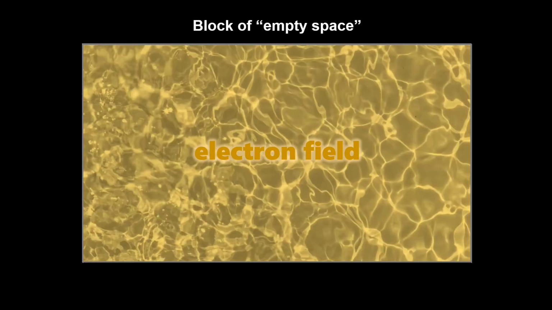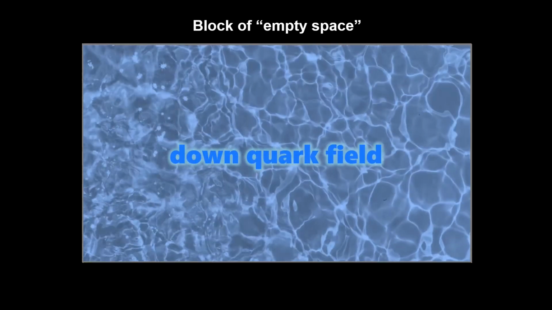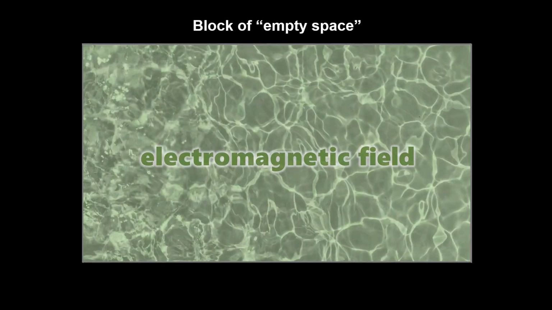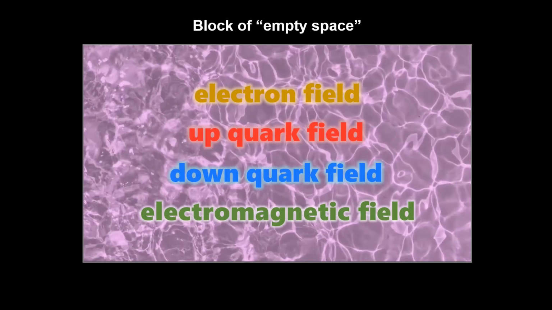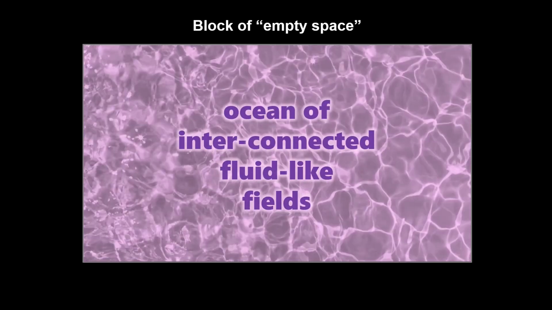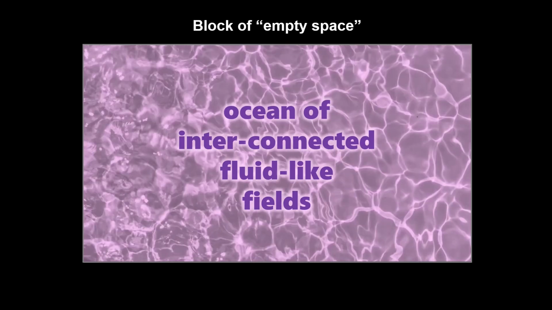In the same space, we would also find the up quark field, the down quark field, and the electromagnetic field, all constantly rippling. These fluid-like fields are all interconnected, so you could say they form an ocean of interconnected fluid-like fields, which I will depict with this purplish color.